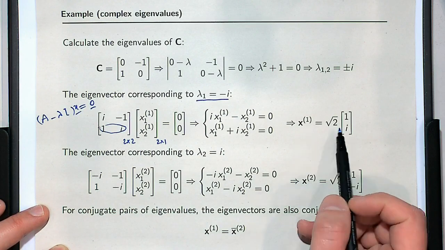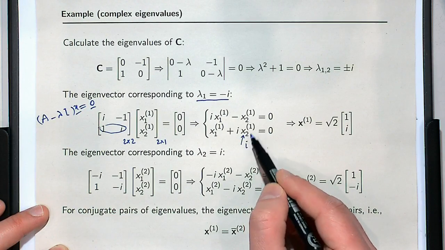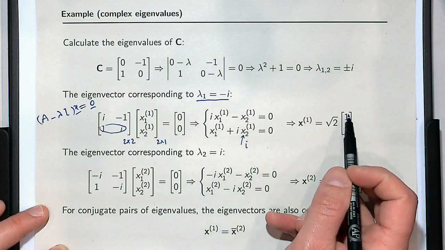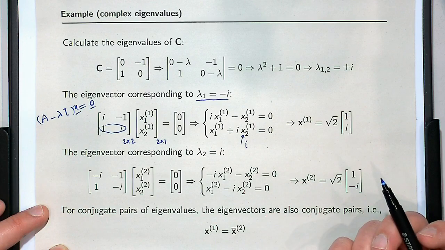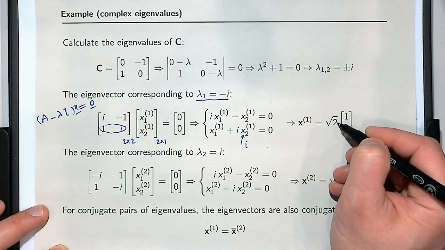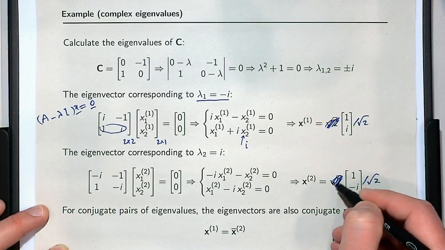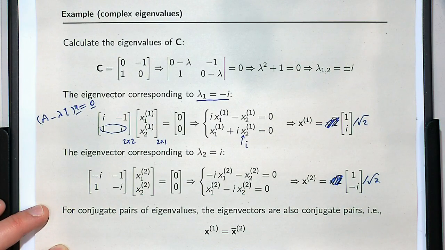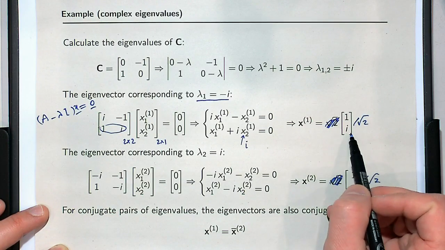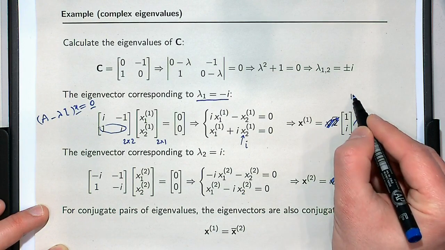Here we can guess what we should plug in. If you put x2 to be i, then you will see that x1 has to be 1. Okay, there's a typo here. This has to be divided by the square root of 2 because we are doing the normalization. We have the vector (1, i), so if you normalize it, it has to be divided by the square root of 2. And we are using the L2 norm.